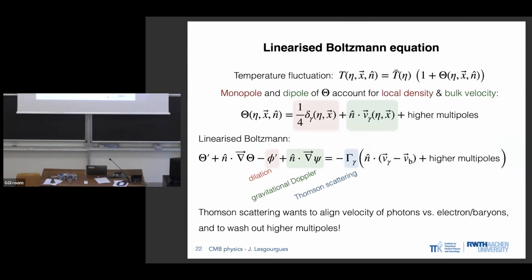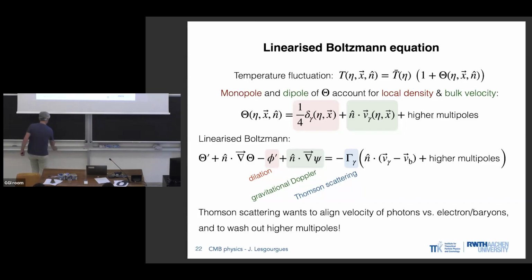So what can we do with this theta? Since it has a dependence on direction, we can expand it in spherical harmonics. We will get a monopole, we will get a dipole, and we will get higher multipoles. The monopole is the temperature fluctuation integrated over all direction. And this gives you, up to a factor 1/4, the density fluctuation of the photon.